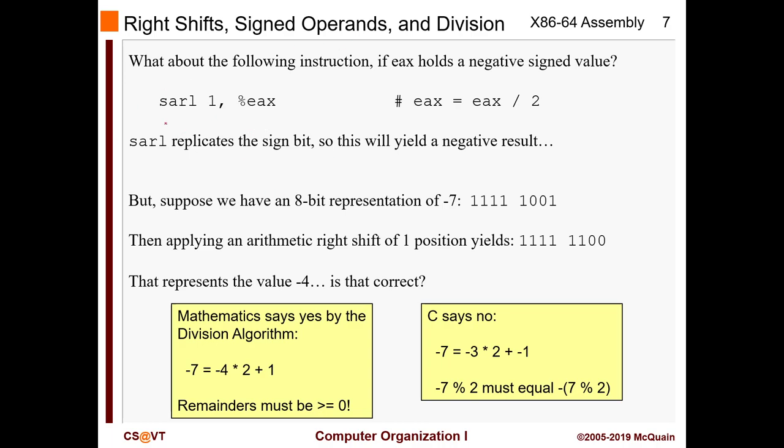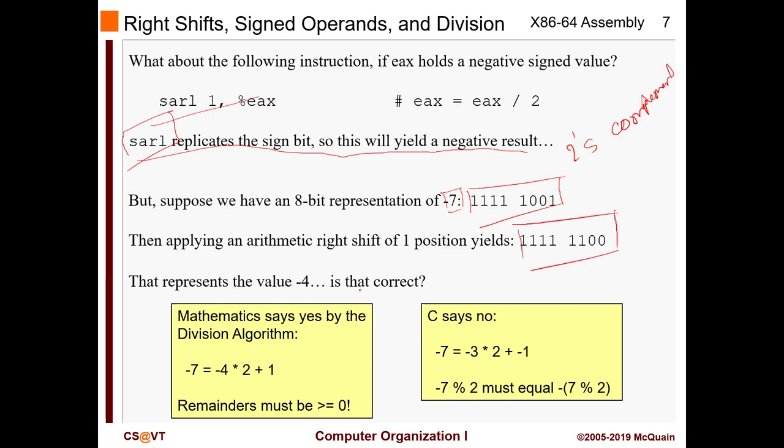So if we try that, we know that SARL replicates the sign bits, so it will yield a negative result. But if we have a representation of -7, we get this number. You can verify it by doing 2's complement of 7. So if we do a right shift with SARL, we get this answer.